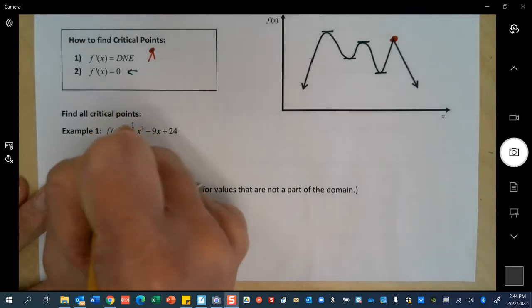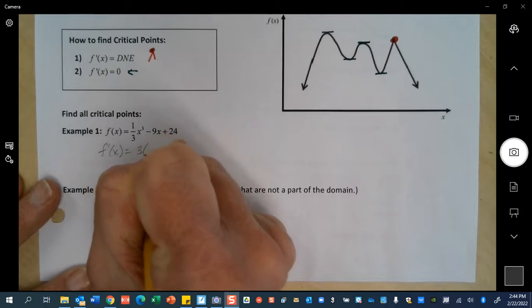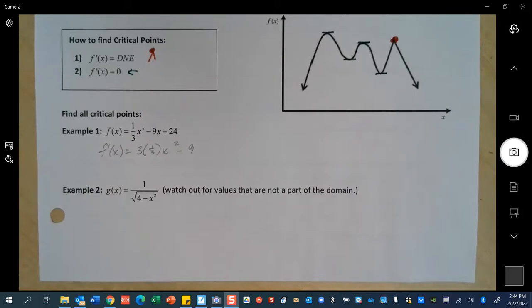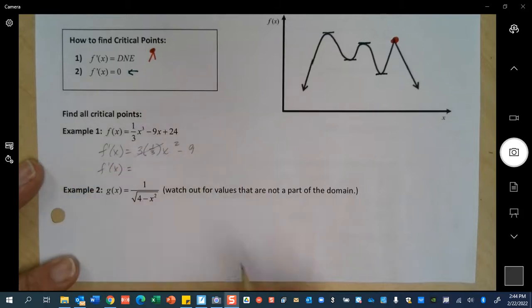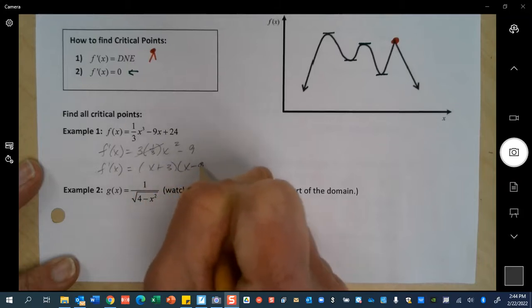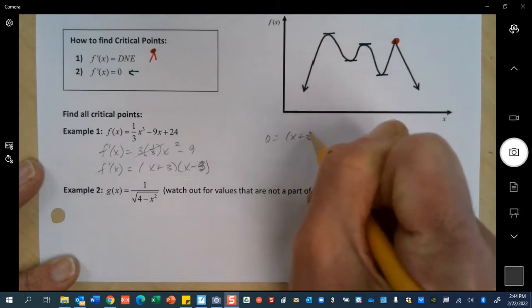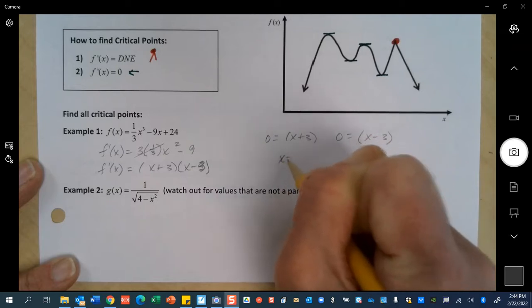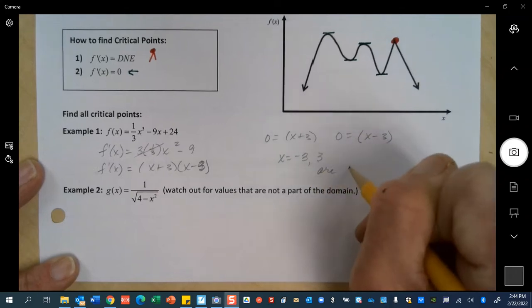So if I'm looking for f prime of x, it's going to be 3 times 1/3 x squared minus 9. So 3 and 1/3 are going to cancel out. My derivative can factor into x plus 3 and x minus 3. So if I want to know when they equal 0, I'll set them each equal to 0. And I'll say that therefore x equal to -3 or 3 are critical points on the graph.